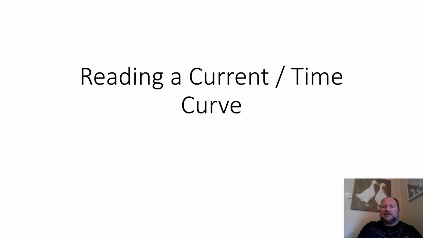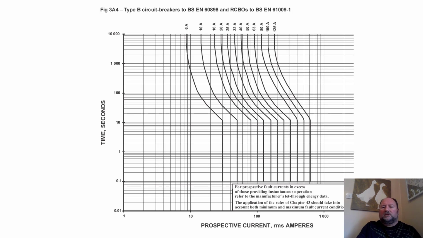What's a current time curve, Richard? I hear you say. Well, the current time curve looks like this. It's found in Appendix 3 of BS 7671, and it's a graph, a chart if you like, of all the different or popular types of overcurrent protective device. And from this graph, we can work out what the disconnection time or operating time of that device is based on the value of fault current.